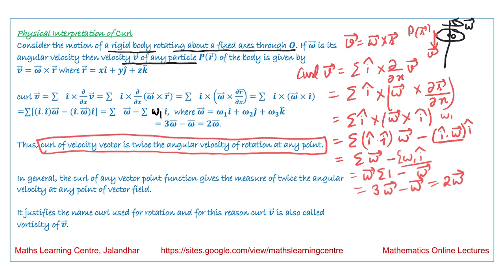So in general we are saying the curl of any vector point function gives us the measure of twice the angular velocity at any point of the vector field, and because of this it is called the vorticity of V vector. This curl of V vector is also called the vorticity of V vector.